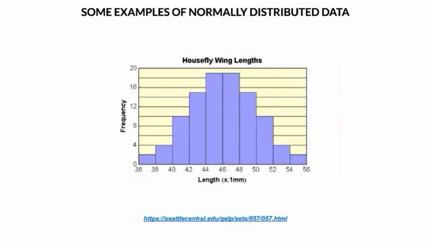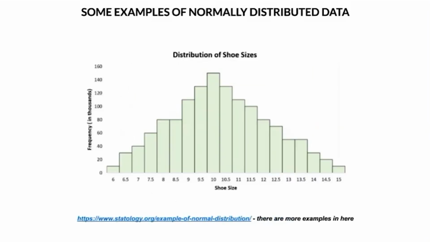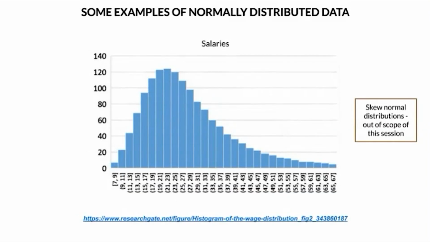There was one study on the length of housefly wings. Okay, the length of the wings of housefly. This is also normally distributed. Then there is one study on the distribution of shoe sizes, right? So this is also normally distributed. In fact, at this link, I think there are many more examples. You can check that. Salaries also are normally distributed.